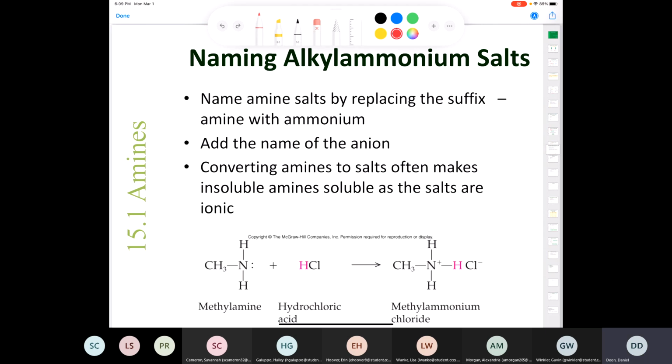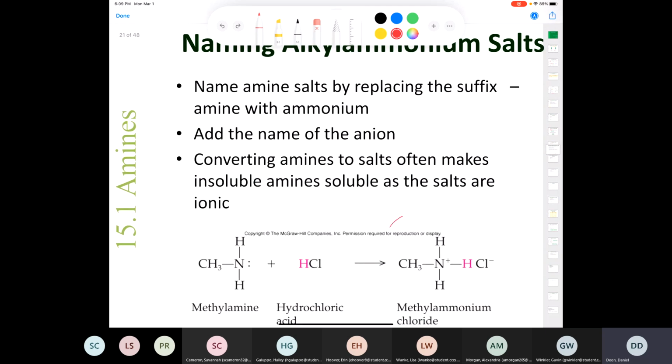So instead of methylamine, let's say it'd be methylammonium. Instead of ethylamine, it'd be ethylammonium, so on and so forth. And then we just throw in the name of the anion: chloride, bromide, iodide, whatever it is. So converting amines to salts makes insoluble amines more soluble because salts are ionic, right?